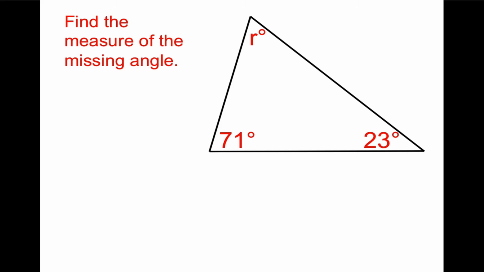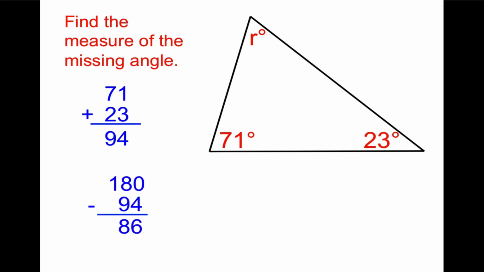All right, using the fact that the sum of the angles is 180 degrees, we could say 71 plus 23 equals 94, and subtract that from 180 to solve for r. r therefore equals 86 degrees.